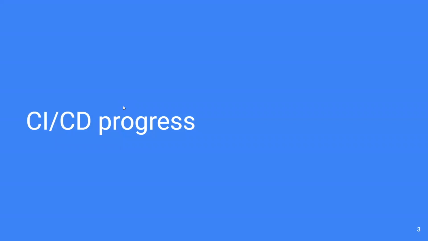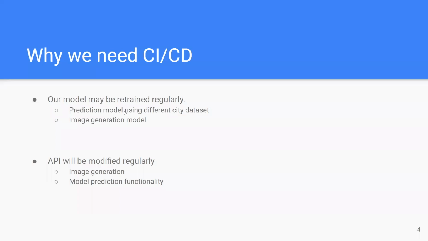Let's talk about the CI/CD progress. Why do we need to use CI/CD? In our project, our model may be retrained regularly using the data set from different cities for the prediction model. And for the future image generation model, we will also need to retrain that regularly to fit our expectation, like to generate a much more precise image based on the text description.